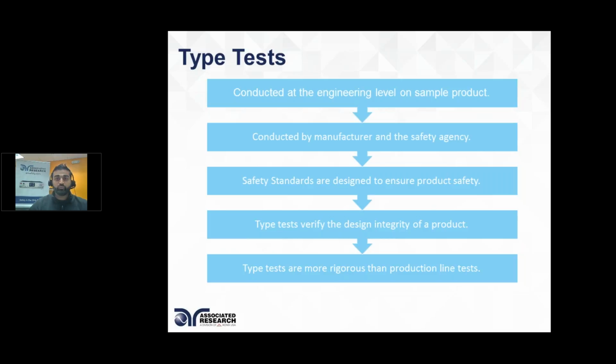Usually it is performed by the manufacturer and also safety agencies. So when you send your product in for preliminary testing, if you send your prototype to an agency for being tested, they'll run the same type of electrical safety tests that are listed in the standard. So manufacturers could perform these, and also the safety agency will perform testing on your engineering products.